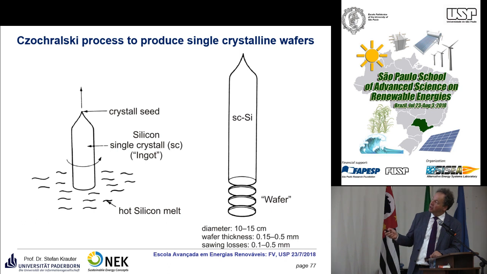This avoids a lot of material losses, and therefore this is also the main reason why solar cells got much cheaper, because you need much less material and also much less energy to produce it. This is the Czochralski process.